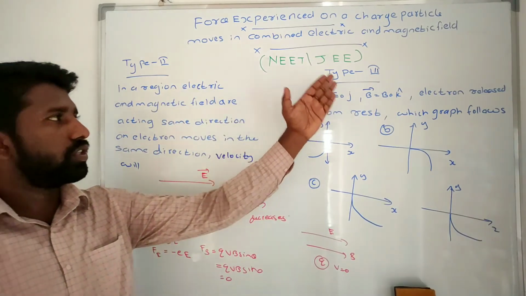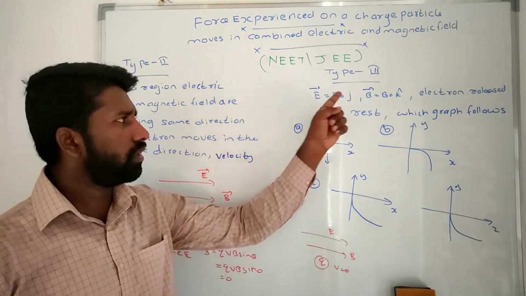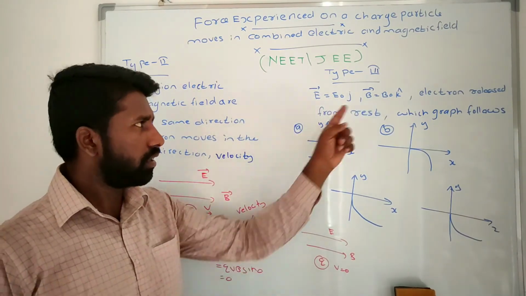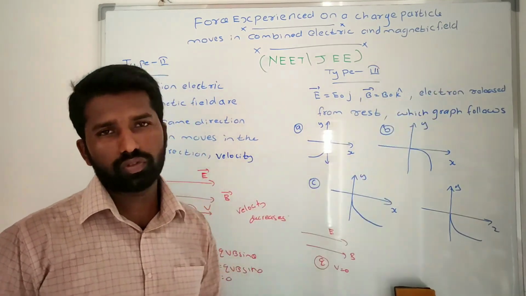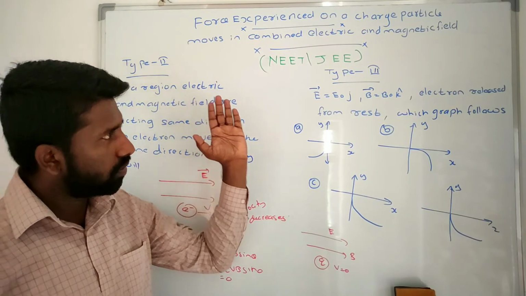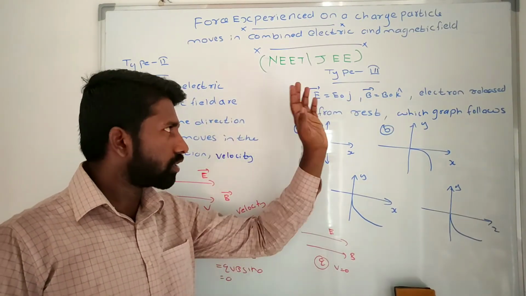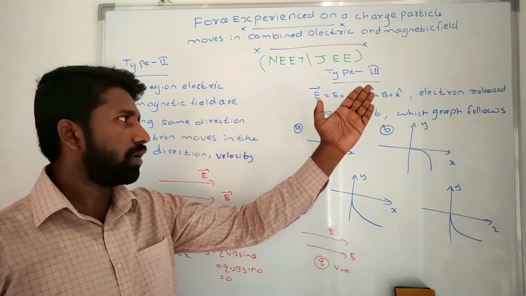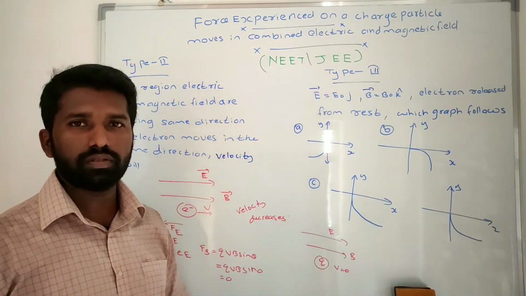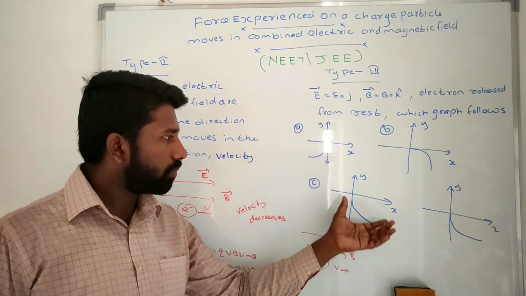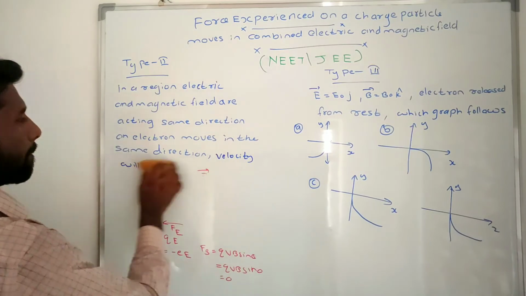Now we will see type 3. E is equal to E0 j, B is equal to B0 k. An electron is released from rest. Which graph is followed? So what is given? In a region, the electric and magnetic fields are perpendicular. The electron is at rest. So which is the best path? Okay, so we'll do this problem.